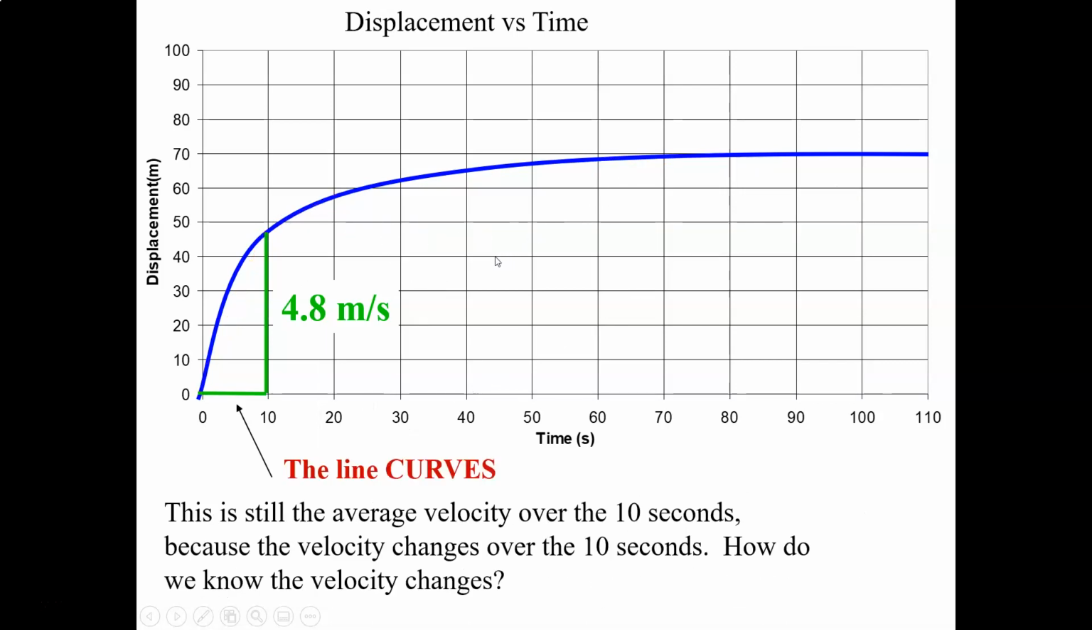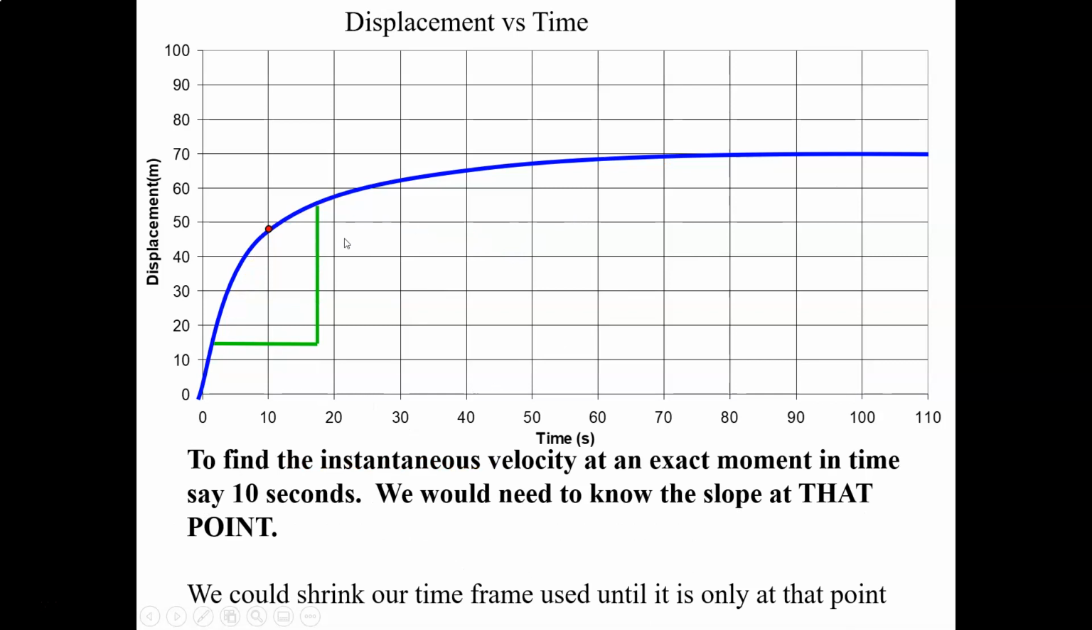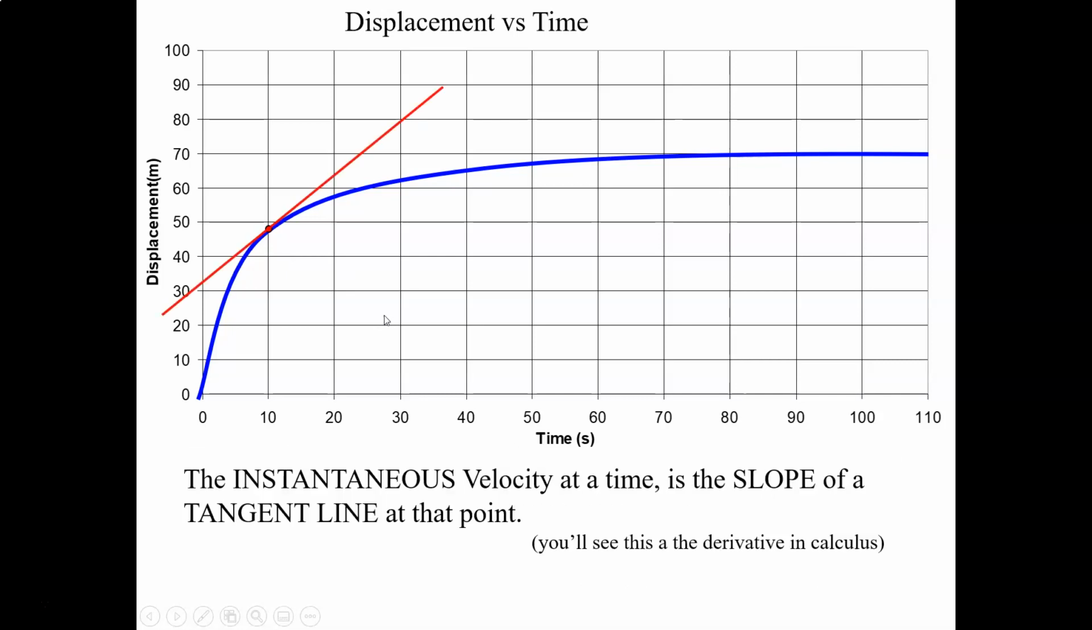If I wanted to figure out the velocity at a very, very specific point, I would need to know the slope at that very point. So I would take my little rise over run apparatus here, and I would shrink it until it got smaller and smaller and smaller. And eventually, if we want to figure out the slope of a point, we know hopefully from calculus that that is the tangent. So the tangent of a displacement versus time graph is the instantaneous velocity at that moment. It's the instantaneous velocity at that moment.